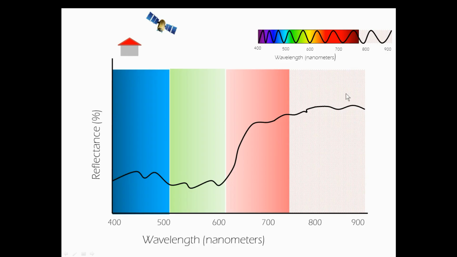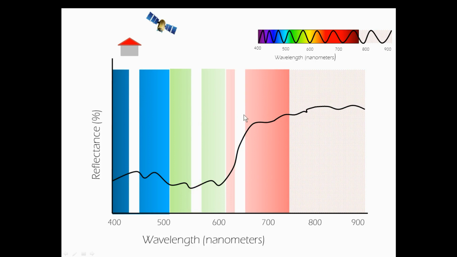Now it turns out that in most cases, a sensor aboard a satellite will only be able to measure small parts of the electromagnetic spectrum. So a given sensor might measure part of the blue region, part of the green region, part of the red region, and finally part of the infrared region. And each of the areas that is measured by a sensor is called a spectral band. So in this case, we would have 4 spectral bands, representing 4 different parts of the electromagnetic spectrum.